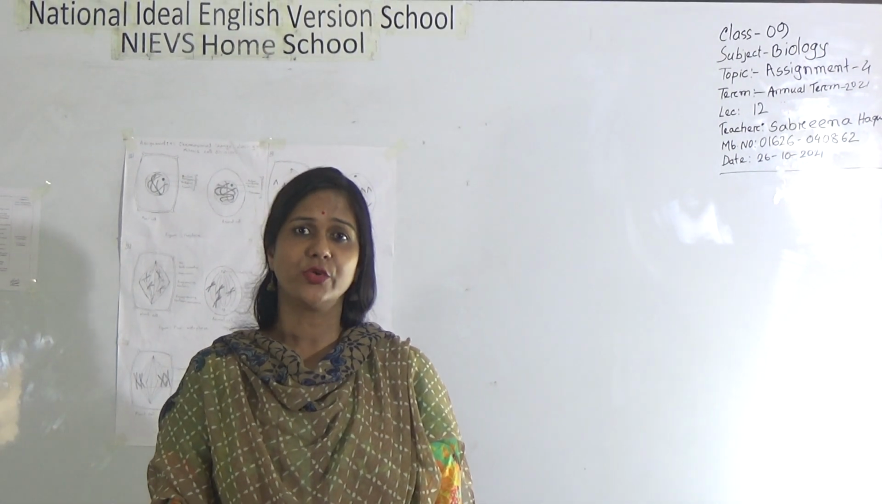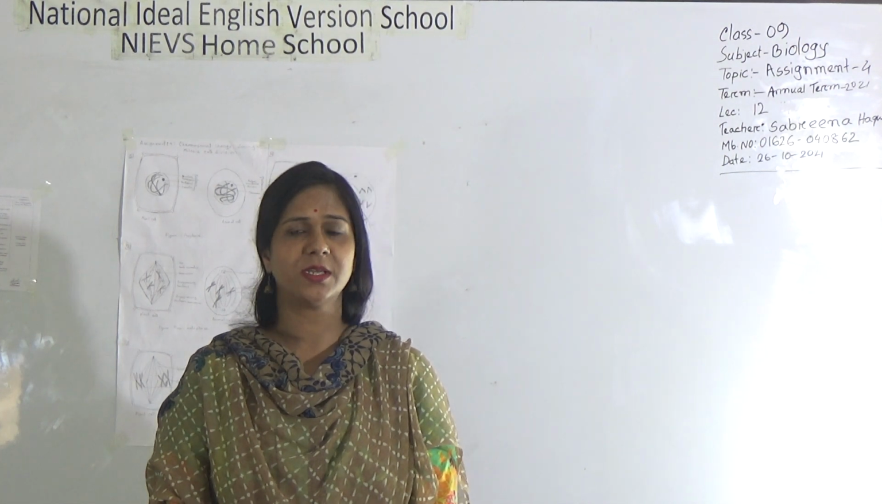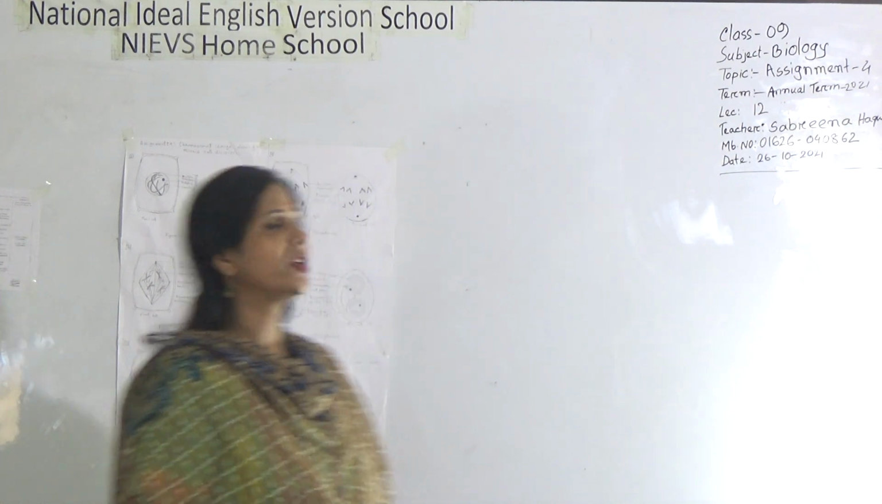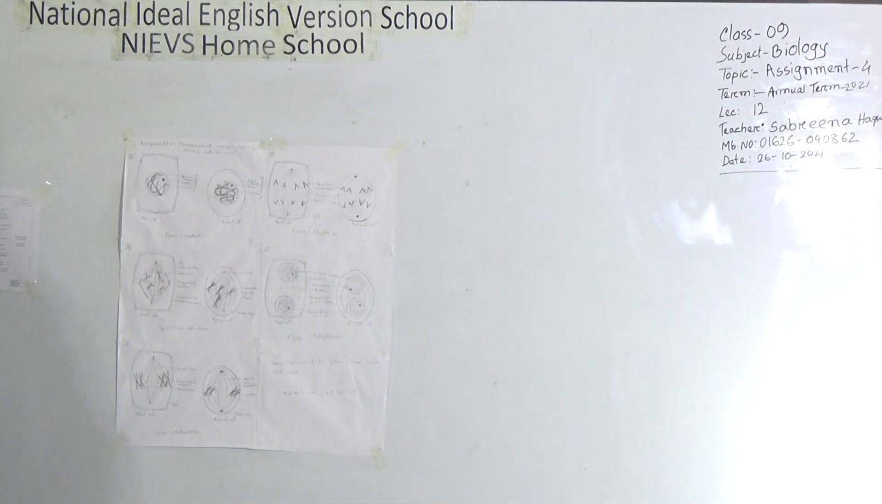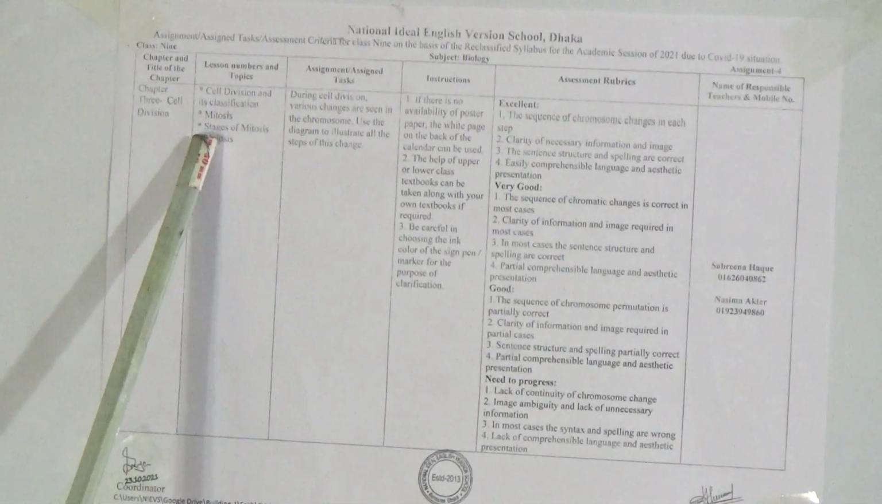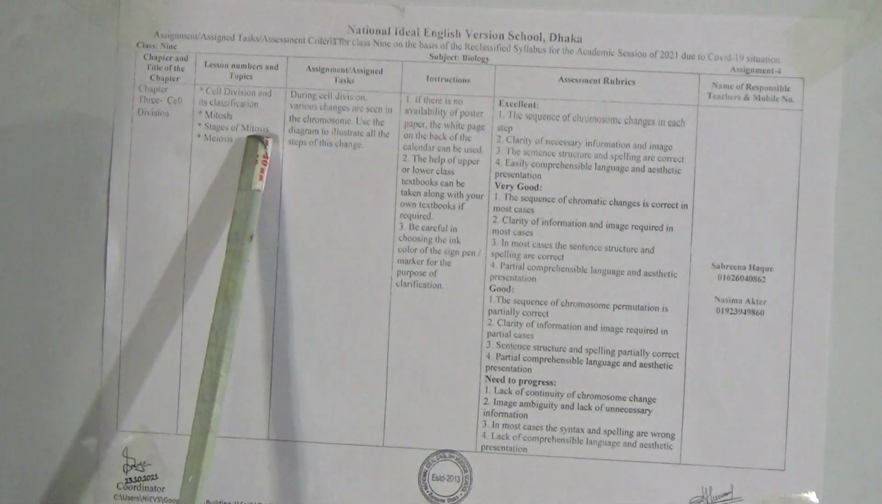Dear students, today I am going to take a biology class based on assignment 4. Assignment 4 comes from chapter 3. The name of the chapter is cell division. The lessons are cell division and its classification, mitosis, stages of mitosis and meiosis. But the total assignment comes from mitosis and stages of mitosis.